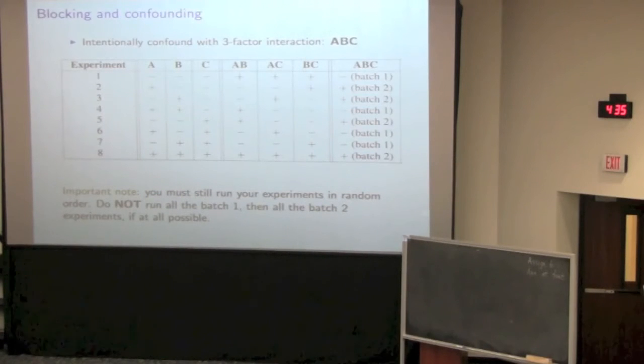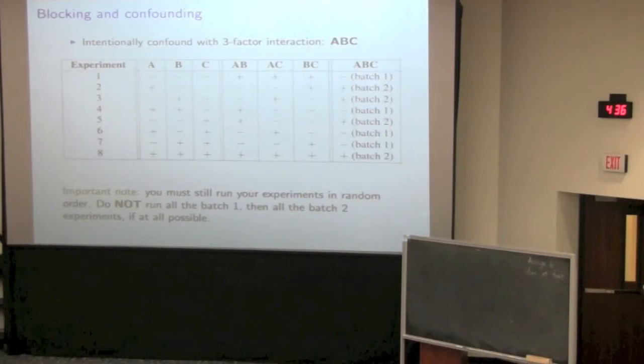The ABC factor is one that you're willing to sacrifice. By choosing to run the batches according to the signs in the ABC column, essentially what I'm doing with that is I'm foregoing the ability to estimate the ABC factor interaction. If I get a significant ABC interaction later on when I do my analysis and I plot my bars and I find a very large ABC coefficient, I will not be able to tell whether the ABC really was an important factor interaction or if it was due to batch 1 versus batch 2. Okay. So essentially that's the risk I'm taking by assigning the batches according to that.